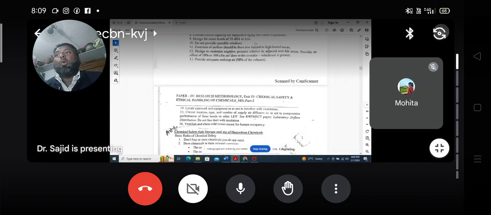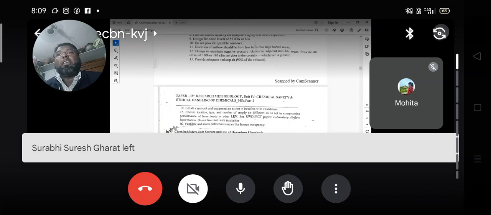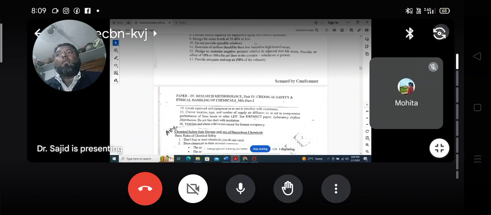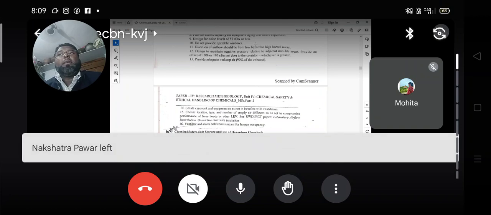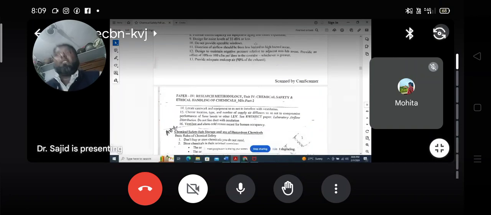Choose location, type and number of supply air diffusers so as not to compromise performance of the fume hoods or other LEV. Then ventilate and alarm cold rooms meant for particular human occupancy. These are a few steps you can say are mentioned for proper ventilation in the laboratory.